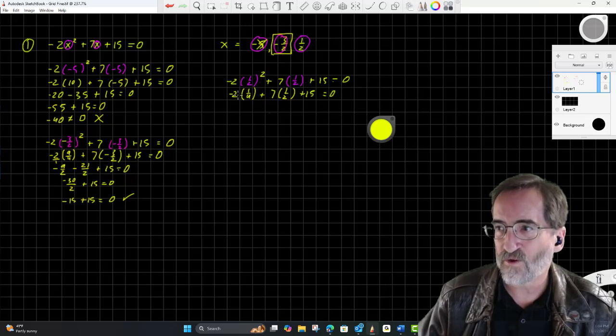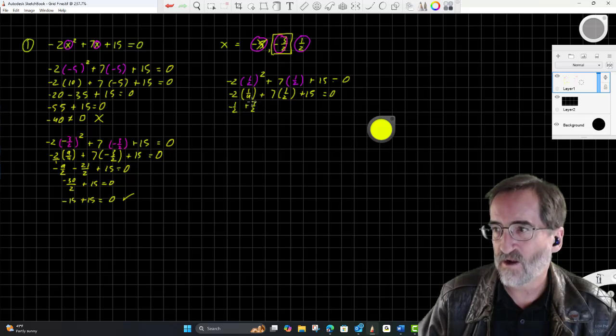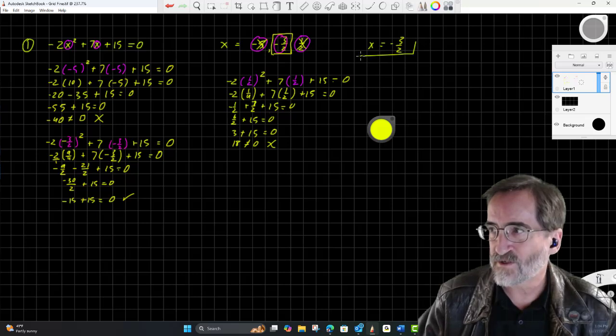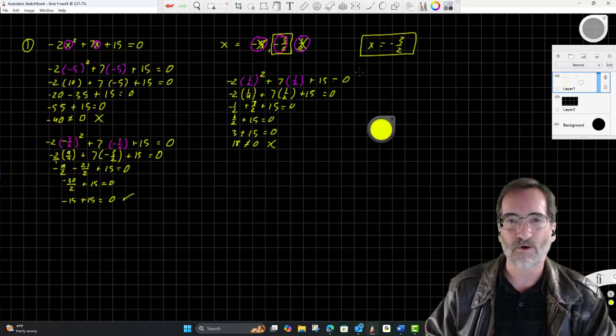Two times 1/4 reduces to 1/2, negative 1/2. 7 times 1/2 is 7/2. Plus 15. 7/2 and negative 1/2 is 6/2. 6/2 is 3. 3 plus 15 is definitely not 0, it's 18. So that is not a solution. So x is negative 3/2 is a solution. It's not necessarily the only solution, but it is a solution of the quadratic equation.